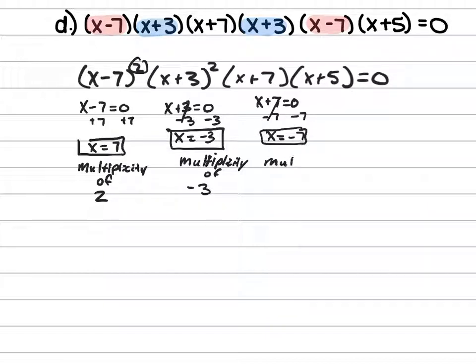I'm just going to write mult at this point just to save us time. So multiplicity of 1. I don't want you guys to abbreviate it. I'm just trying to keep up here. So then you do x plus 5 is equal to 0. Then you subtract 5. You get x is equal to negative 5. That also has a multiplicity of 1.